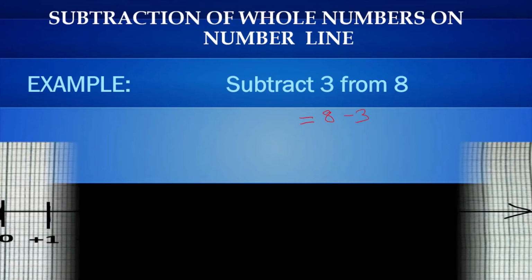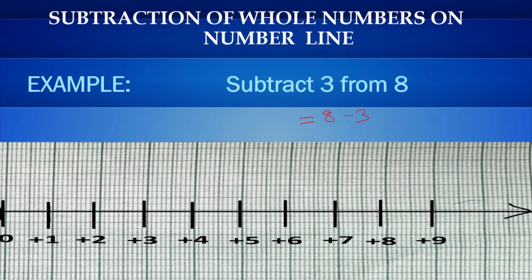Let us make a number line on the graph paper, taking the starting point as 0 and 1, 2, 3, all the points equally spaced. Now the first number is 8, so we have to go from 0 towards 8. Starting from 8, the minus sign indicates we have to go to the left side, 3 steps. So moving 3 steps towards the left side from 8, let's start. 1, 2, 3. So finally we reach 5.